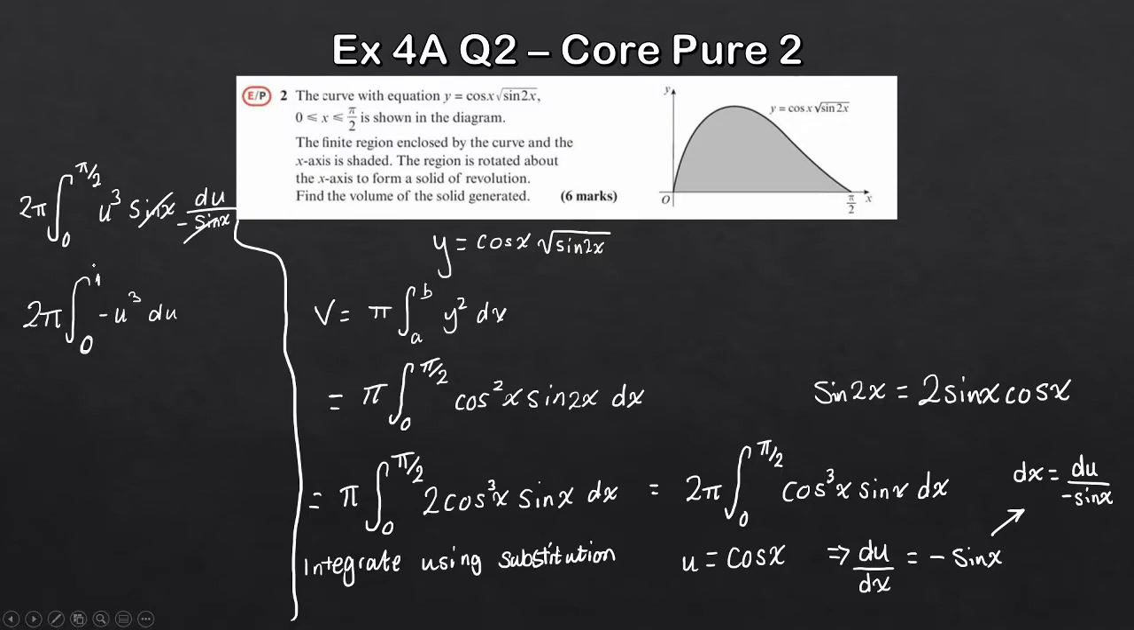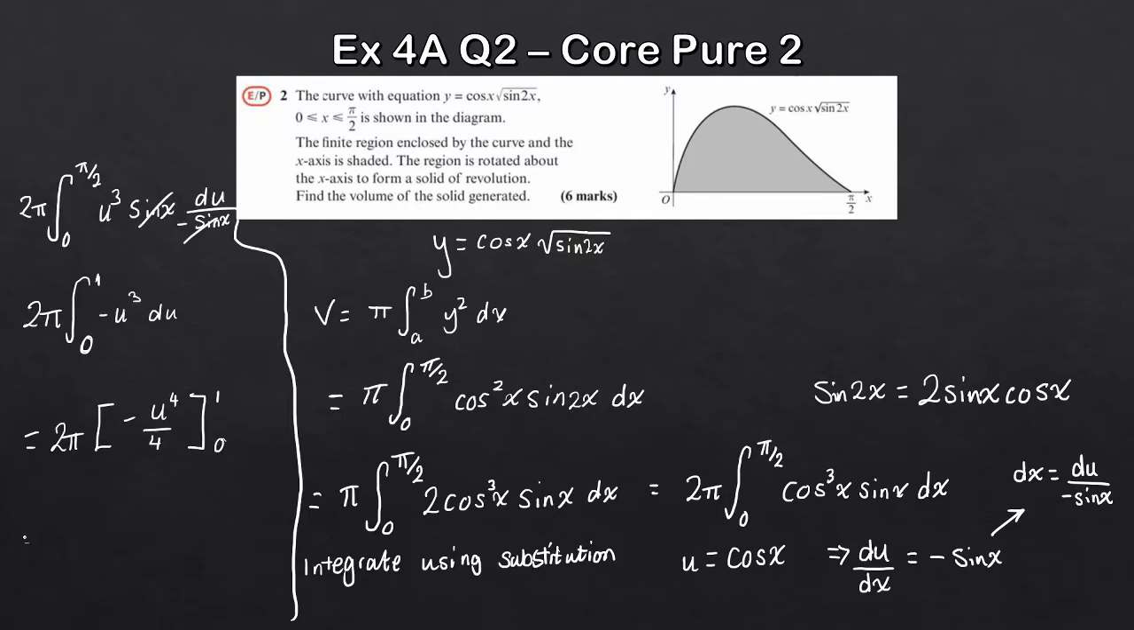So, with your new limits, if you perform this integration now, this is just going to be 2 pi times, add 1 to the power divided by the new power, minus u to the 4 divided by 4 between 1 and 0. So essentially here now just substitute 1 in, substitute 0 in. You end up with minus 1 over 4 times that by 2 pi. That's one way of doing it.